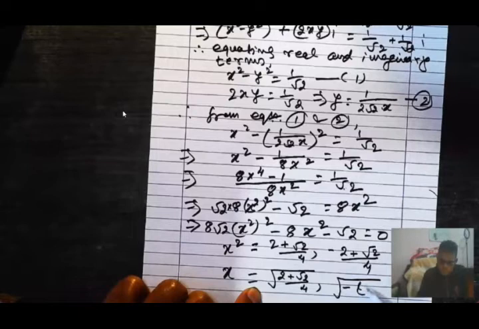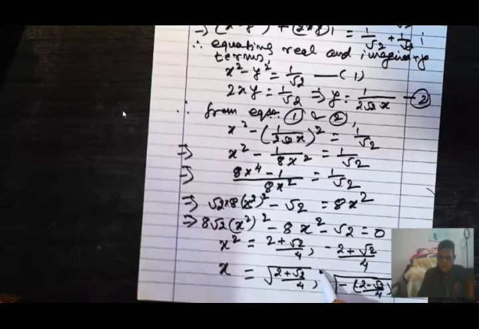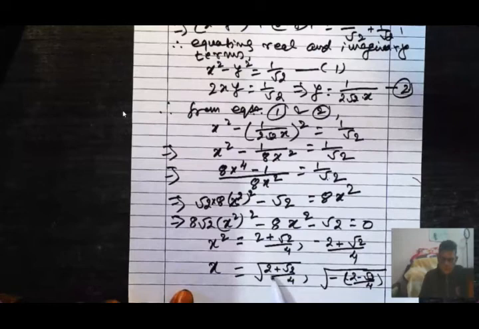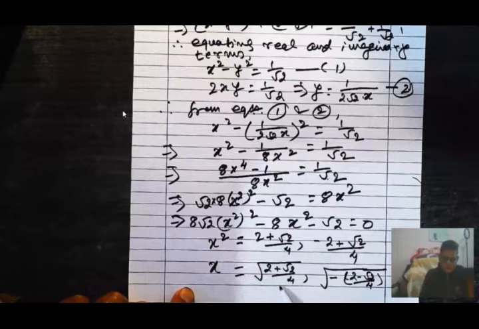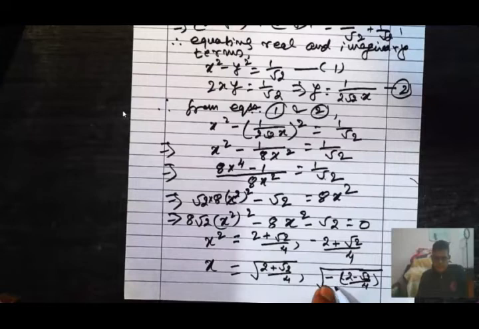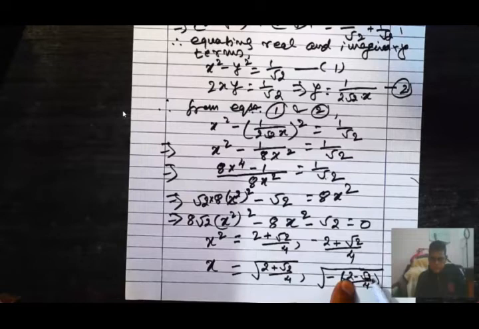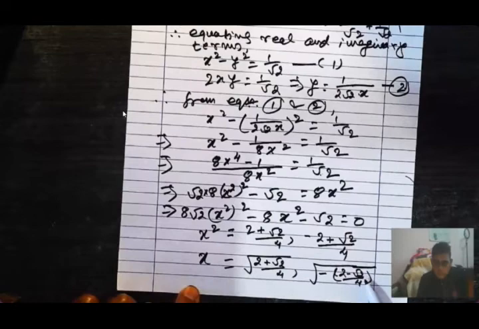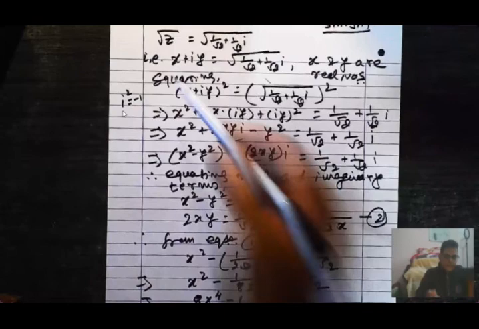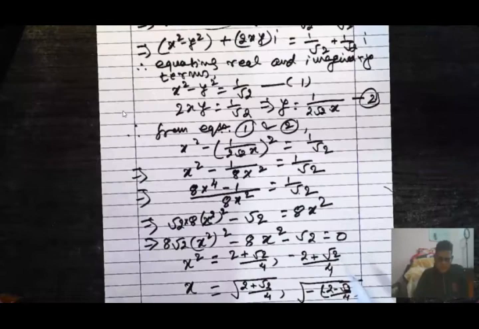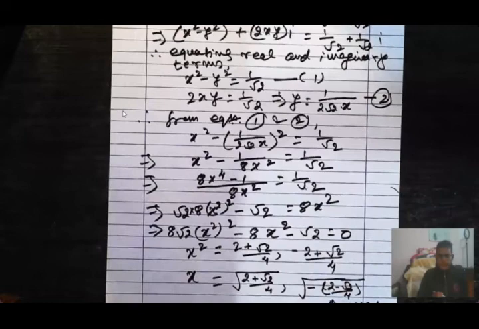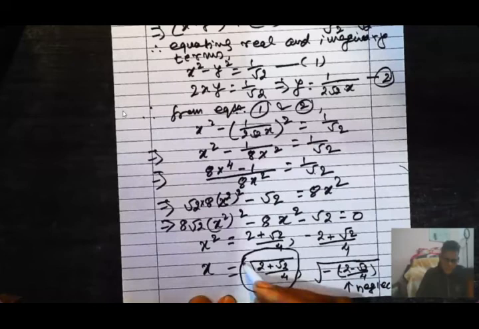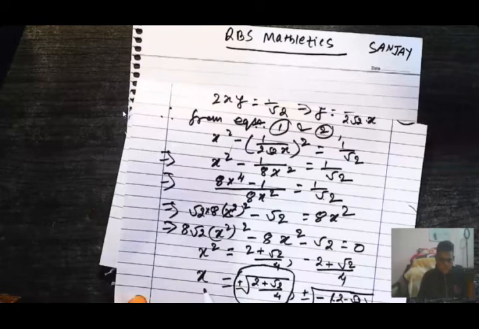If you analyze these two values of x, what you can see is that this value is purely real, so it is possible to find the real square root of this value. But in this case, because of this negative sign, this is the root of a negative number. Also you can see that 2 is bigger than under root 2, so 2 minus root 2 is going to be positive, and positive times positive by positive is positive, and positive times negative is negative, so this is the square root of a negative number, which is not real. But as we have supposed, x and y are real numbers. Therefore, we neglect this value of x. So we keep the value of x as under the root of 2 plus under root 2 by 4.